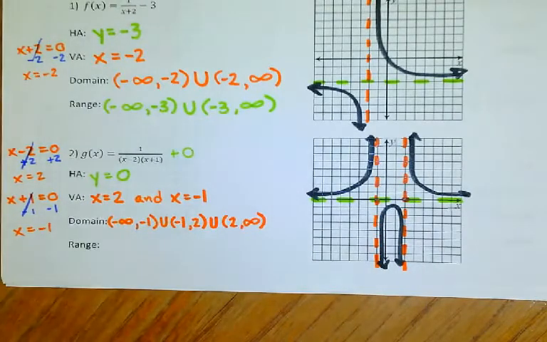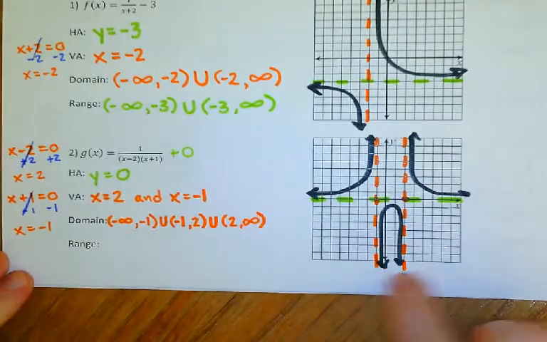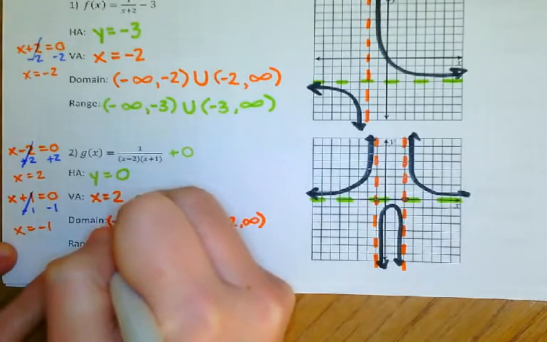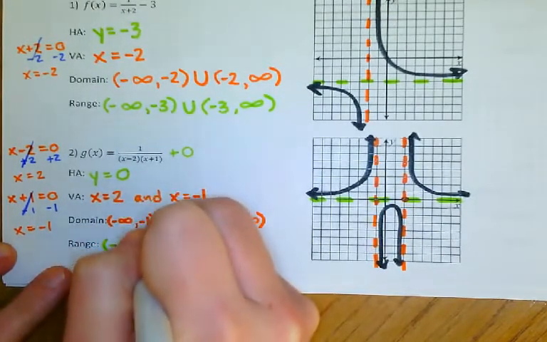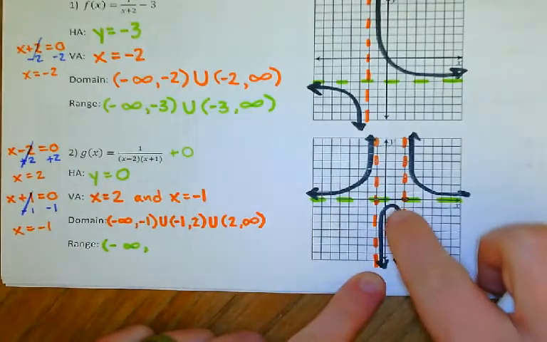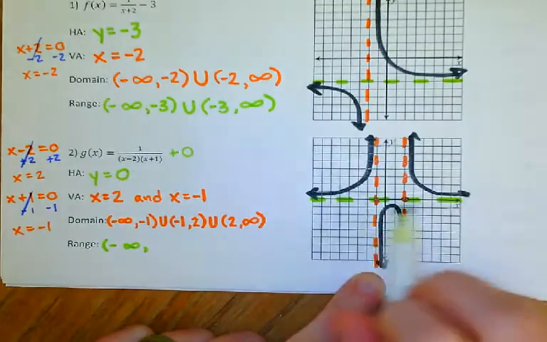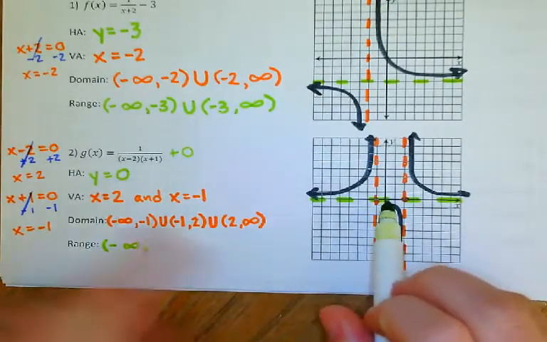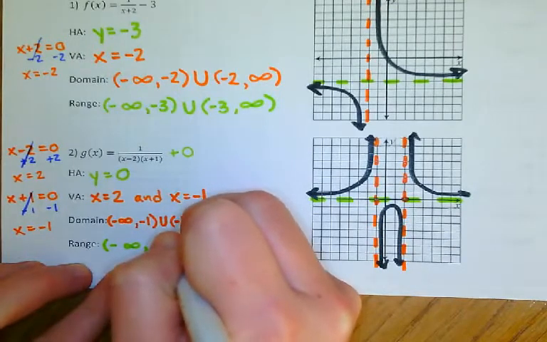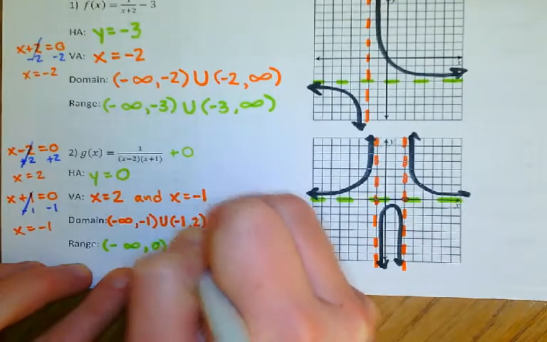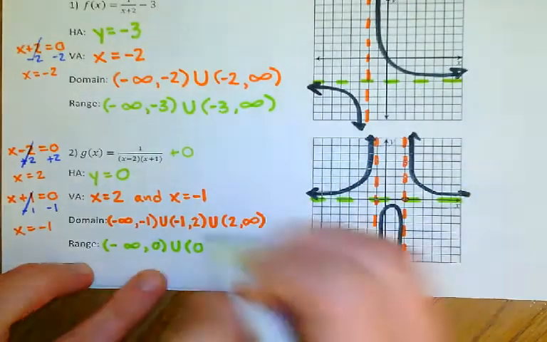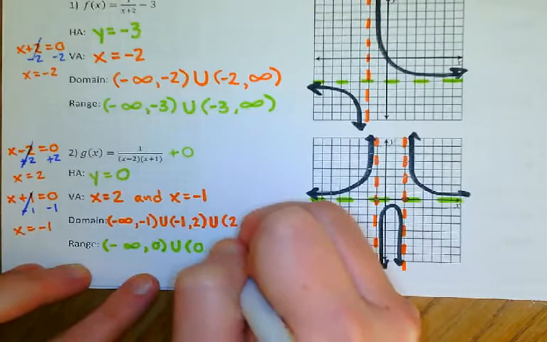Alright, and then our range, the lowest our graph goes, we've got arrows pointing down to negative infinity. As we come up, we have to stop, and we never pass this green line, which is at 0. But if we hop over 0, then we can see that our graph goes up to positive infinity.